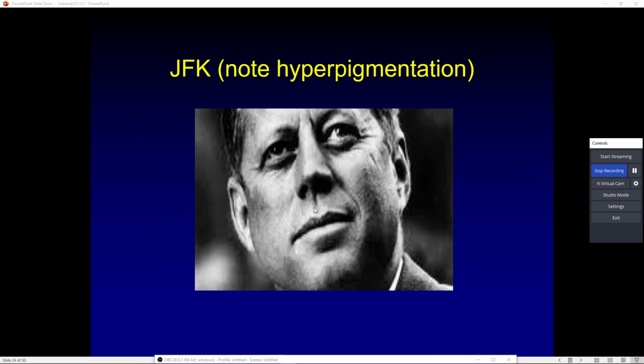So, somebody that had Addison's, maybe you know this, maybe you don't, is JFK. And the way you could tell in this fantastic black and white picture is his skin pigmentation.